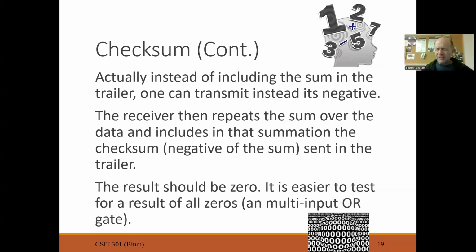This simplifies the detection on the receiver's part because it's easier to look for zeros. Just electronically, if we're talking about 16 bits, I would need a 16-bit OR gate. If I'm looking for a 0 and anything is a 1, then it's not 0. That makes it a fairly easy thing to detect. That's why we send the negative of the sum rather than the sum, to make the receiver's life easier for detecting the error.